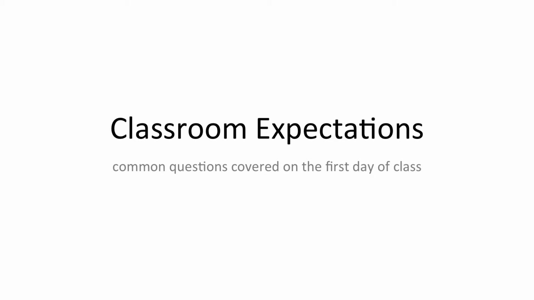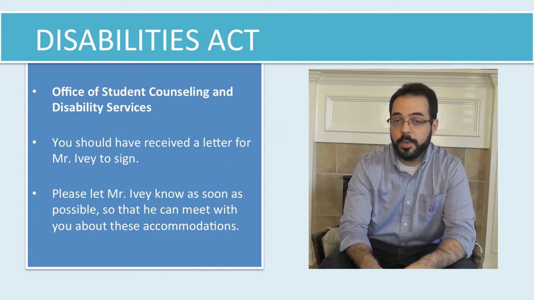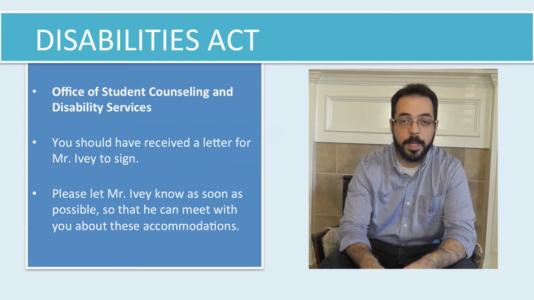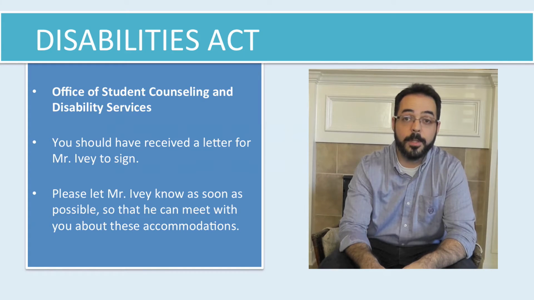So let's get started. If you receive disability services, then you should have contacted the Office of Student Counseling and Disability Services. While there, they'll meet with you and evaluate any kind of accommodations that we need to make. They'll also write you a letter. You're responsible for bringing me this letter so that I can sign it and discuss with you any type of accommodations that you need for my classroom.